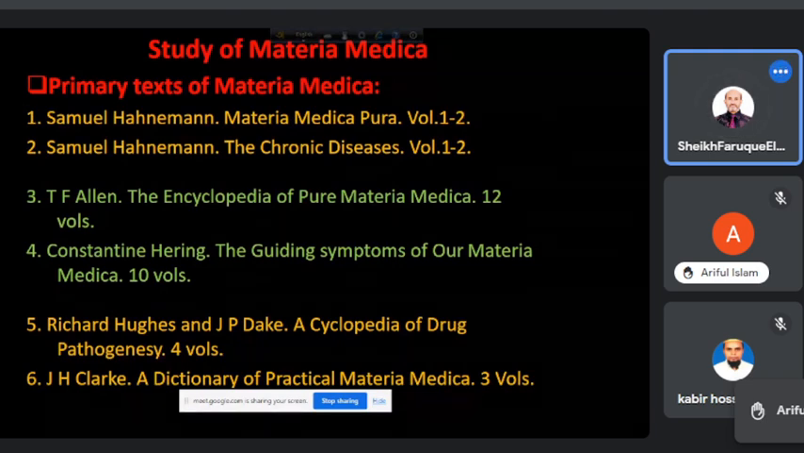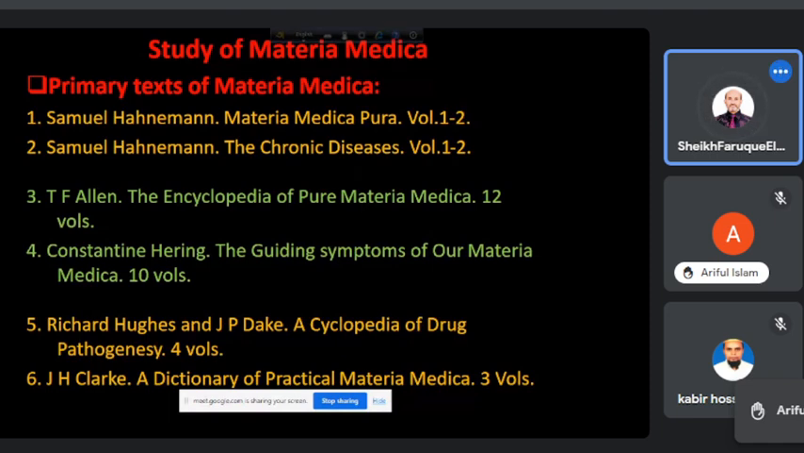Two of his very dear students married two of his daughters. So he had sons-in-law. One is Dr. C.V. Knerr, another I forgot the name, I'll tell later on. So they helped, because Dr. Constantine Hering gave the guidelines on how to compile his guiding symptoms. And after his death, his sons-in-law and other disciples together compiled the other 6 volumes. So we are getting now 10 volumes of Guiding Symptoms.